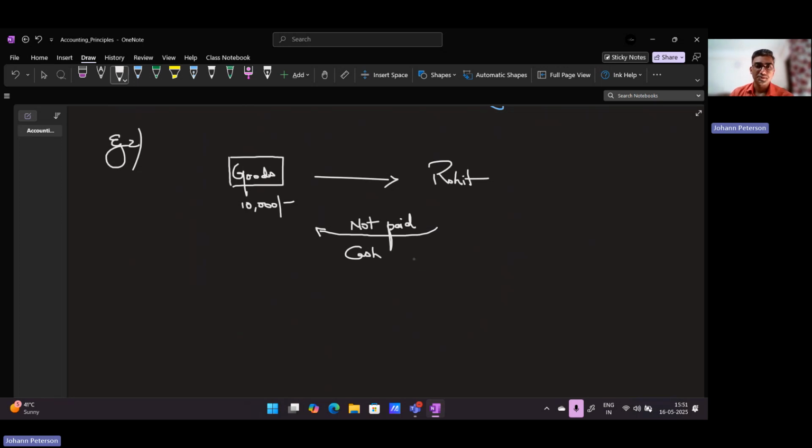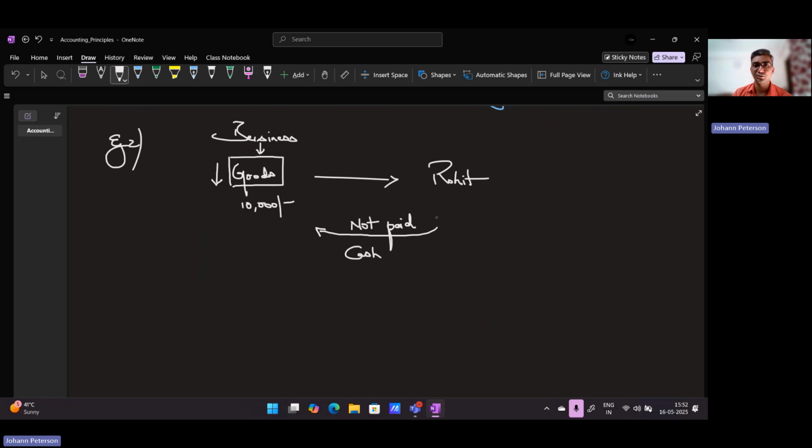So in my books, actually what is happening? I am the business. So I'm always going to consider myself as the business. So for me being the business, these goods have gone out. So my goods have reduced by how much? 10,000. But Rohit has not paid me cash.